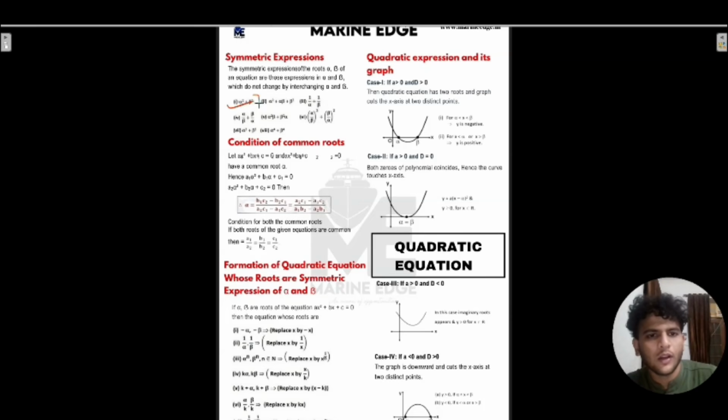That is because it is a square. So if you replace alpha square, alpha with beta, still you will have the same. Here also you have the same. Here also, here also. See, so these are the symmetric expressions for the quadratic equations.